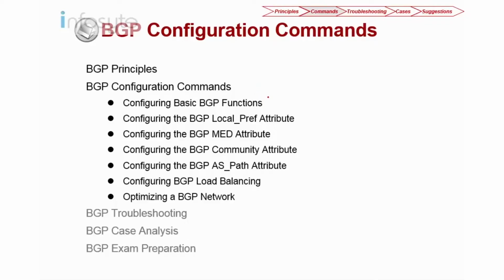Okay, so now it's time for us to look into some of the commands. First we are going to look into the basic BGP functions such as doing the peering. Next we are going to look into the local preference attribute. We are going to study a case on when we are going to use local preference. Then we're going to look into the MED attribute, community attribute, and AS path. These are some of the commonly used attributes. We are going to look into BGP load balancing, and finally some optimization of BGP, including security.